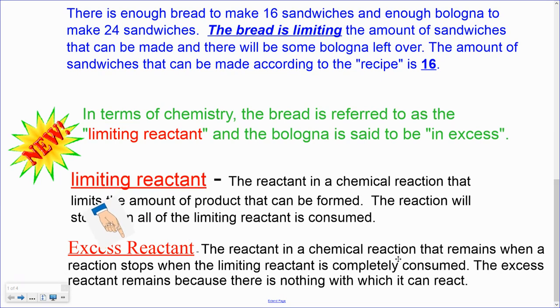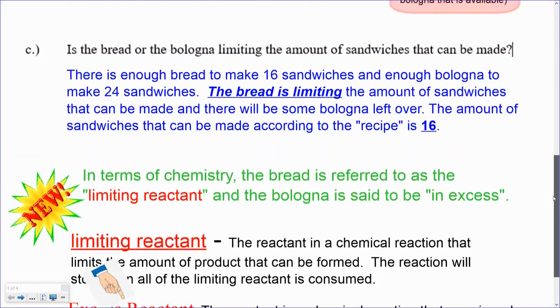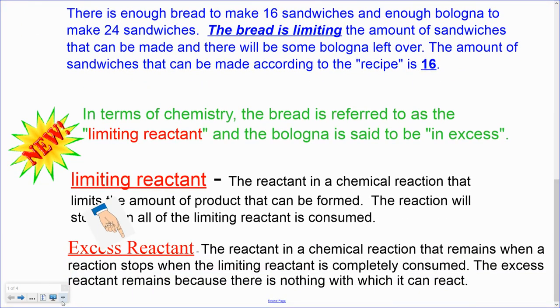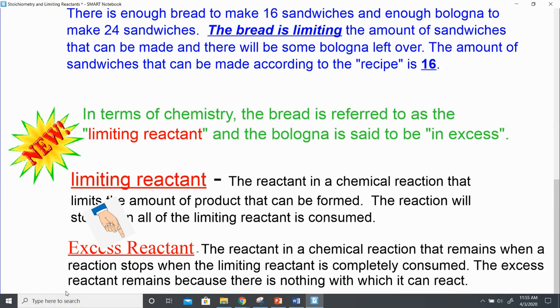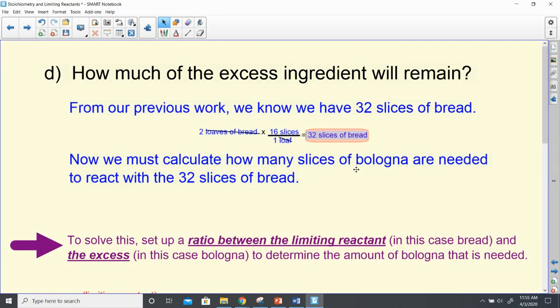The excess reactant is the reactant in a chemical equation that remains when a reaction stops, when the limiting reactant is completely consumed. The excess reactant remains because there's nothing with which it can react. That pretty much is an explanation of what limiting reactants are all about. Now they're also going to ask us to solve for the amount of bologna that is left over. So that becomes the next step in this problem. Let's look at the next question: how much of the excess ingredient will remain?